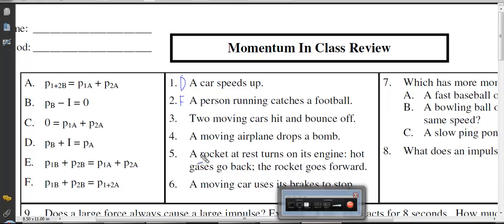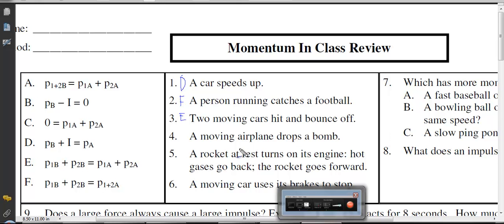Okay, 2 moving cars hit and bounce off each other. So the fact that 2 cars are moving, each car has momentum, they bounce off, so they don't stick together. So we're going to have 2 things with momentum in the first place and 2 things with momentum in the second. The only one that matches that criteria would be down here at E.